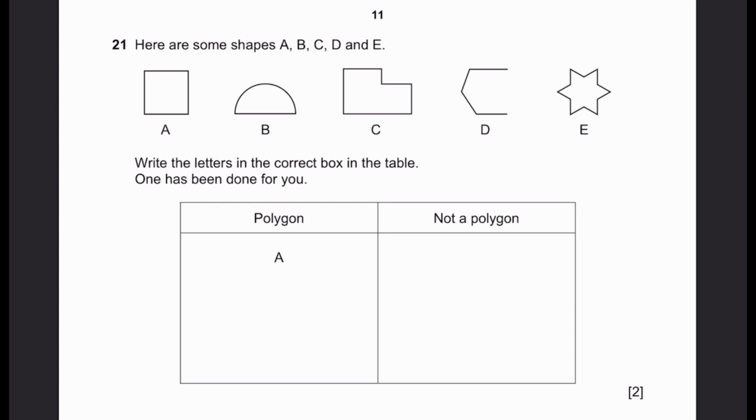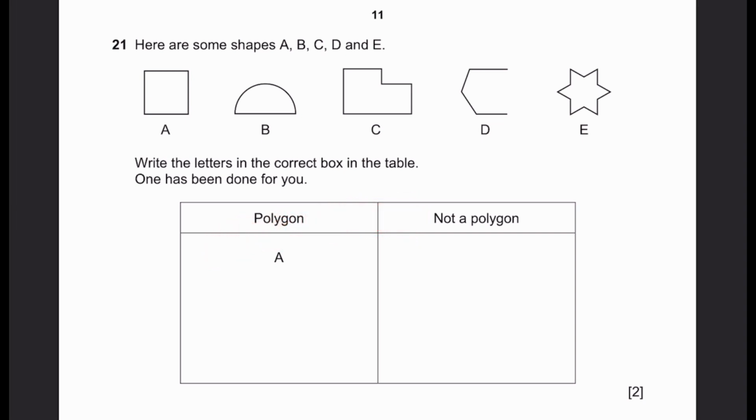Question 21. Here are some shapes A, B, C, D, and E. Write the letters in the correct box in the table. One has been done for you. A polygon and not a polygon. So a polygon has any number of sides, but it's a closed shape. It's a closed shape, and it has no curves. That means it only has straight lines.